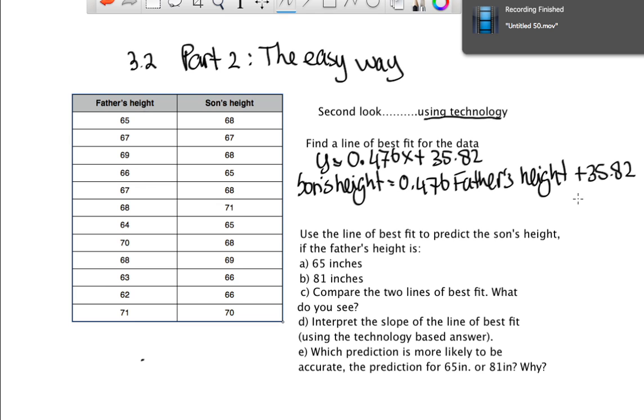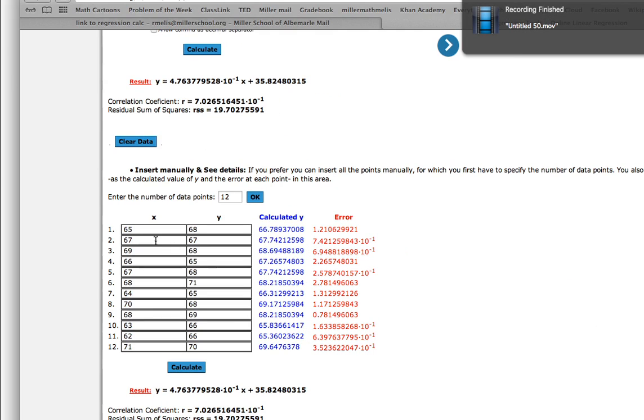Doesn't always have to occur that way, okay? So even if it was a negative, doesn't mean that the line doesn't fit. But, you know, if you're looking at this, the slope means the taller the father is, the taller the son probably is going to be. So that seems to be working here, and this gives you an idea of where it starts. Use the line of best fit to predict the son's height if the father is 65. So at 65, you should be 66.78.